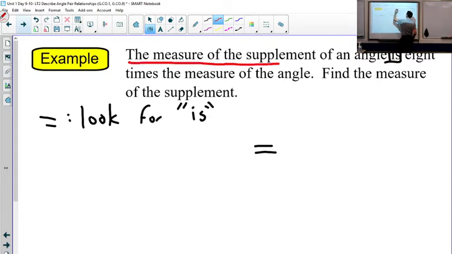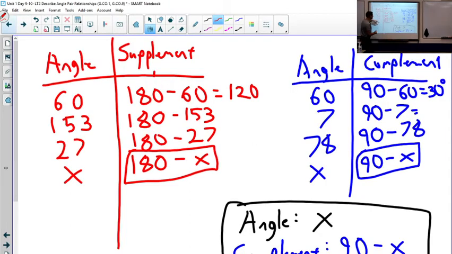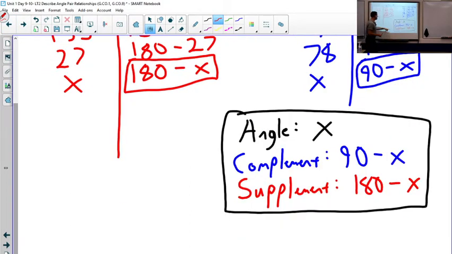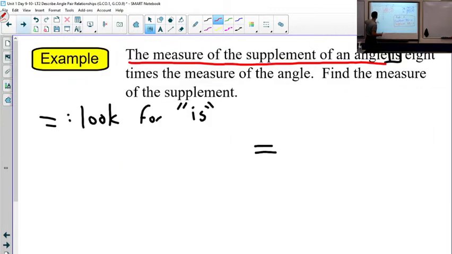So on the left side, the measure of the supplement of an angle. The measure of the supplement. Well, we said back here that supplement was going to be 180 minus x. So that's what we'll put: 180 minus x. Is anything else happening to that supplement? It doesn't look like it. We're just measuring it.